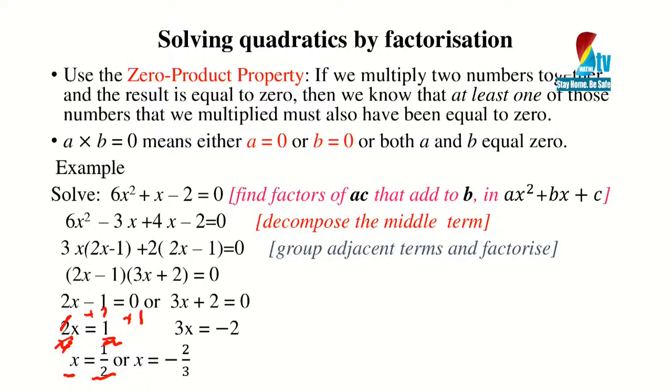For the other linear equation, we subtract 2 on both sides. Then we are left with 3x on the left hand side and minus 2 on the right hand side. Then we divide by 3, because 3 is multiplying the x. When you divide by 3, it cancels and we are left with x. On the right hand side, we are left with negative 2 over 3. Negative 2 over 3 is our solution.